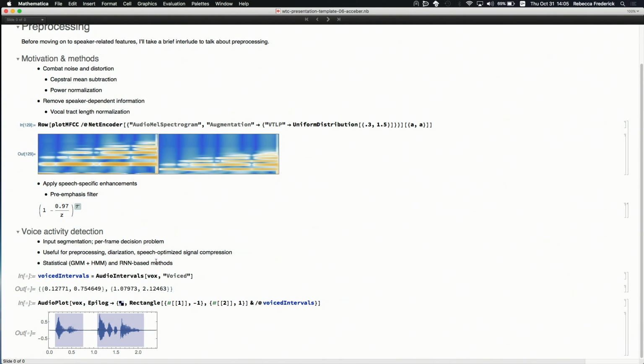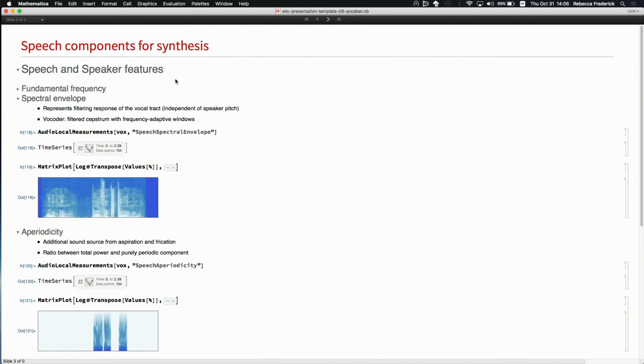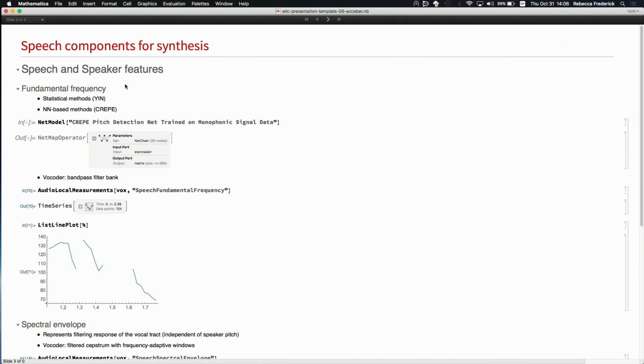Voice activity detection is the task of segmenting an input into speech and non-speech components. It's a challenging task in and of itself, but it's also valuable as part of the preprocessing pipeline. For example, the cepstral subtraction depends on having an estimate of the background noise, which you would use a voice activity detector to find those background frames and then compute the statistics on them. It's also a prerequisite for the diarization task, which is labeling an input based on who spoke when. So you have to know when in the signal the speech is actually occurring first.